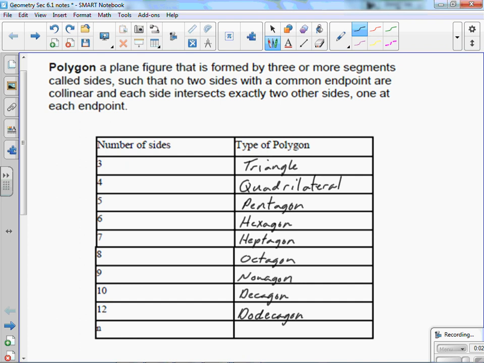And then once we get past 12, 13, 14, 15, we just take the number, whatever that is, what the n represents, and put gon after it. So you have a 13 gon, 17 gon, 21 gon, so forth and so on.